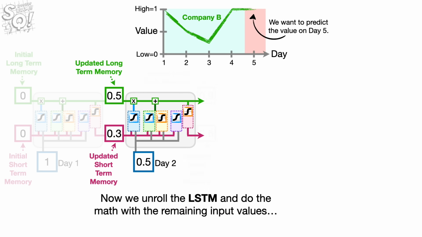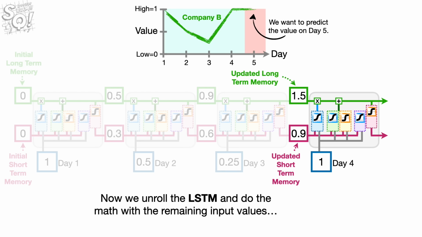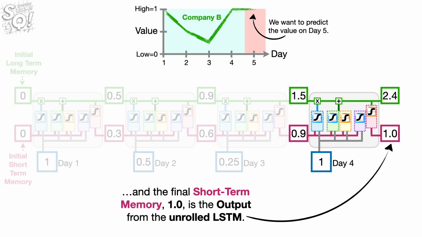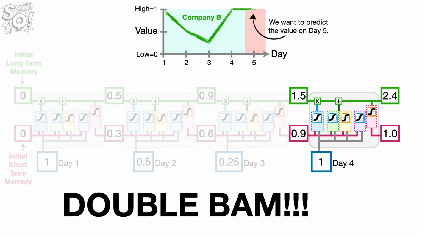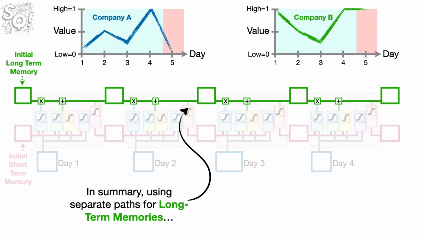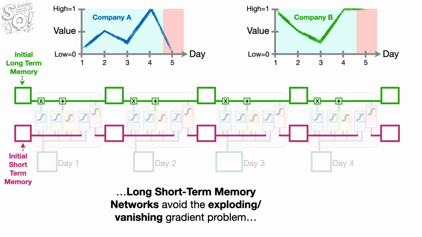Now we unroll the LSTM and do the math with the remaining input values. And the final short-term memory, 1.0, is the output from the unrolled LSTM. And that means the output from the LSTM correctly predicts company B's value for day 5. Double bam!